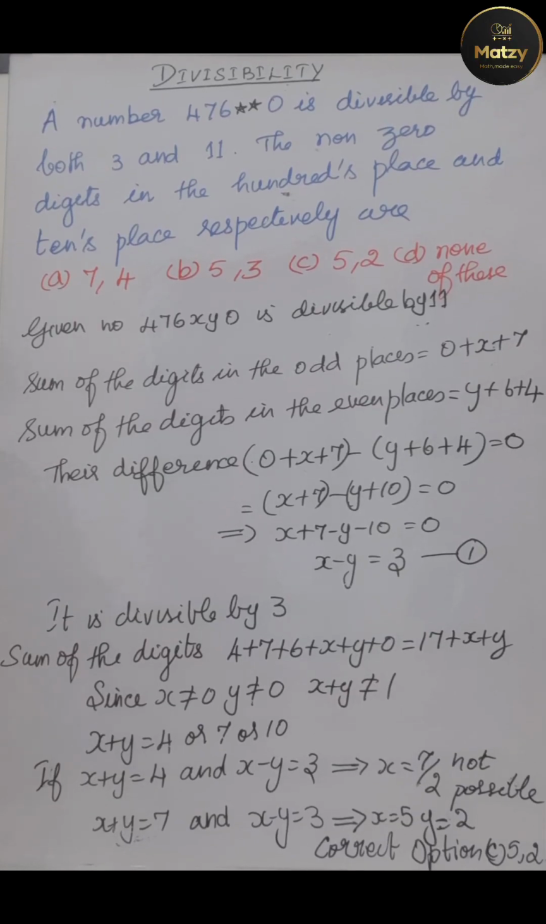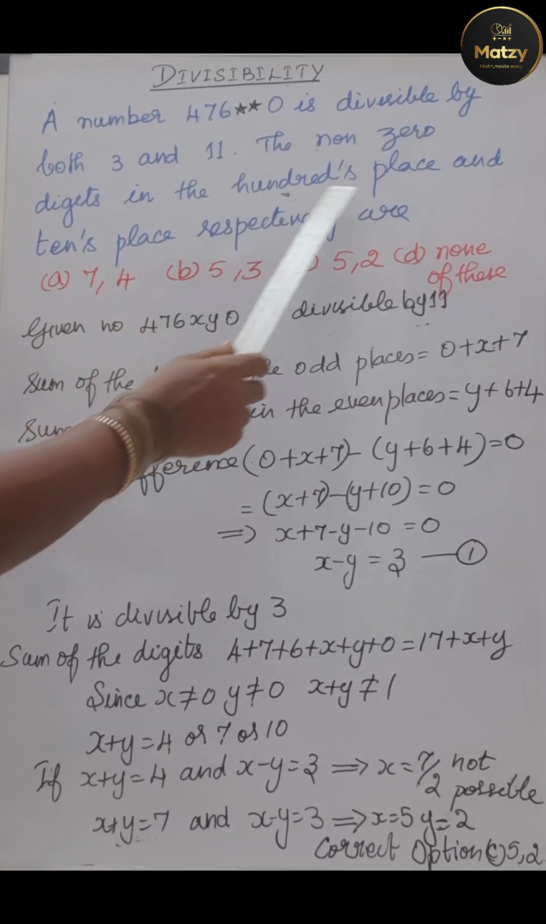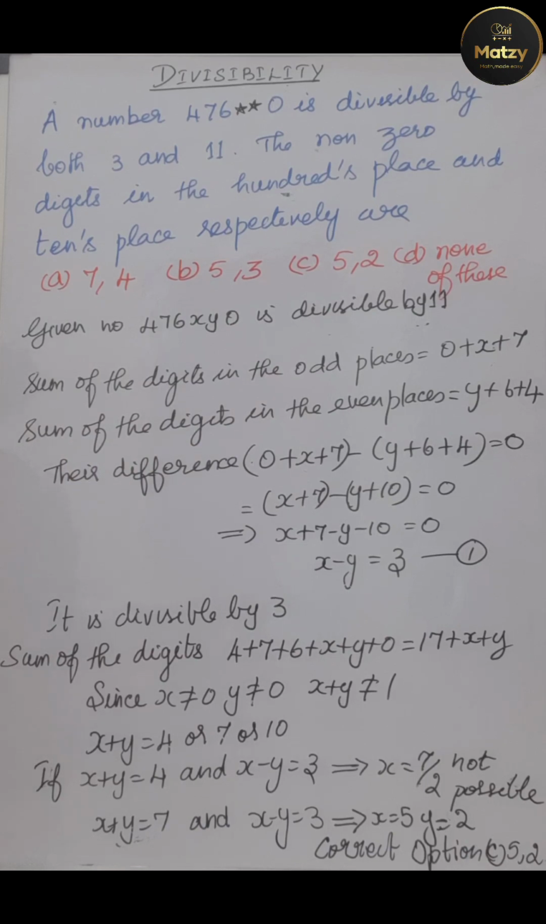Now, I'll explain one more problem from the book Quantitative Aptitude by Dr. R.S. Agarwal. This is from the topic divisibility. A six-digit number is given. In that number, two places are missing: the hundreds place and the tens place.